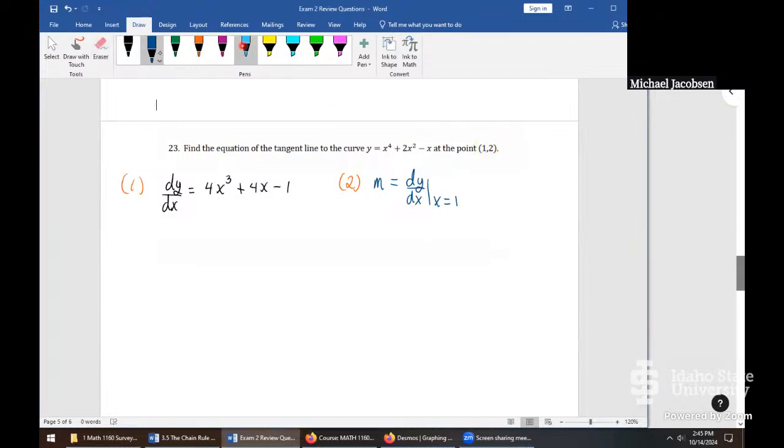So when x is 1, well, we put it right here. The only difference is plugging in 1 in that whole derivative. We'll get 4 plus 4 minus, so 7, exactly. Any questions so far?